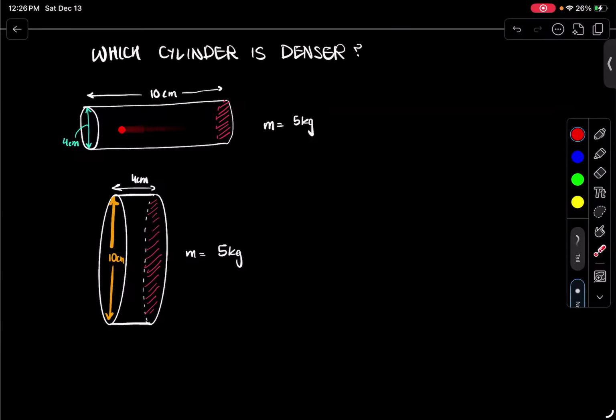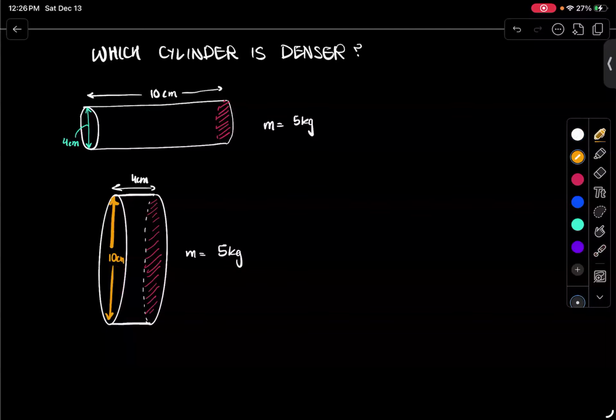Okay. Now this has a mass of 5 kgs and this also has a mass of 5 kgs. But they have different lengths and sizes. This is a longer, thin cylinder, and this is a shorter, thick cylinder. How do you know which one is more dense?